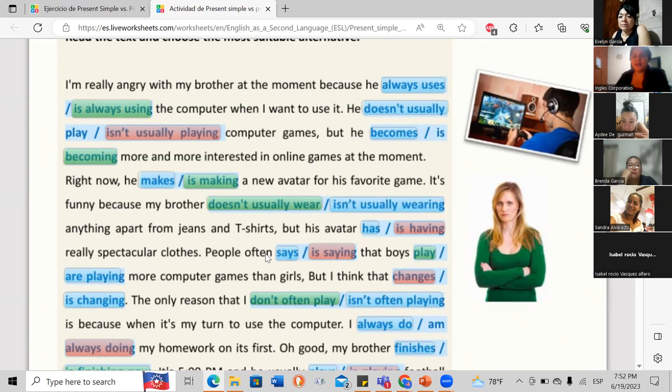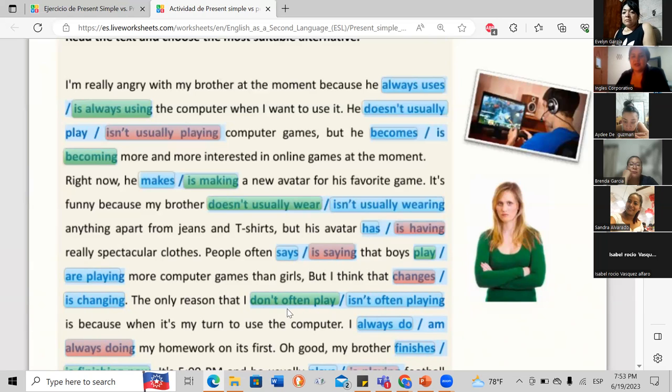But his avatar has, ok, es lo que está vistiendo, cómo está vistiendo su avatar. Ok, people often says, ok, lo que normalmente dicen las personas, says, por eso no era saying, en ese caso era says, that boys play more computer games than girls, ¿ok? Normalmente las personas dicen que los chicos son los que juegan más que las chicas, ¿ok? Entonces sí estaba bien acá, simple present. Okay, but I think that is changing. Okay, pero pienso que eso está cambiando. Aquí sí era present continuous, porque es algo que está sucediendo en estos tiempos. Okay, es algo como temporal. But I think that is changing.